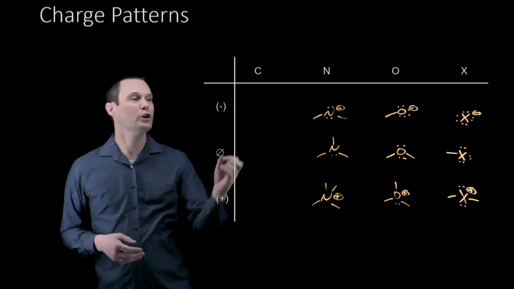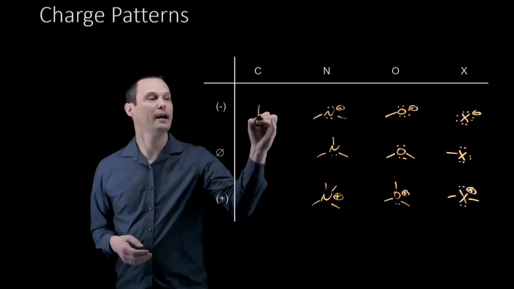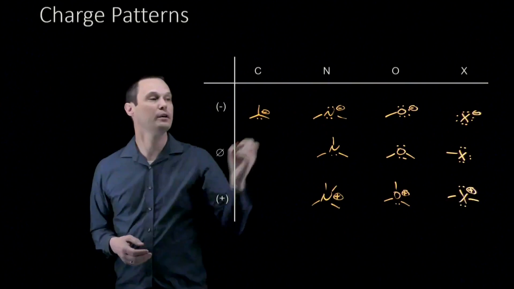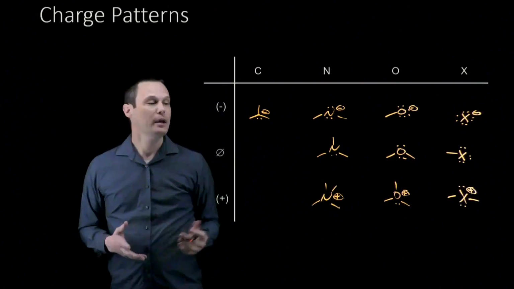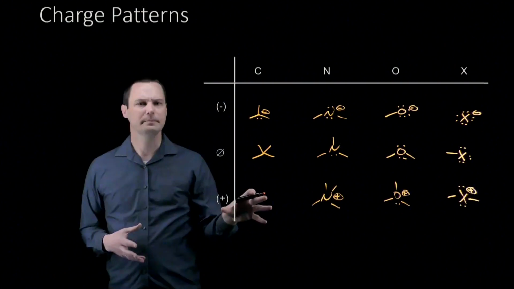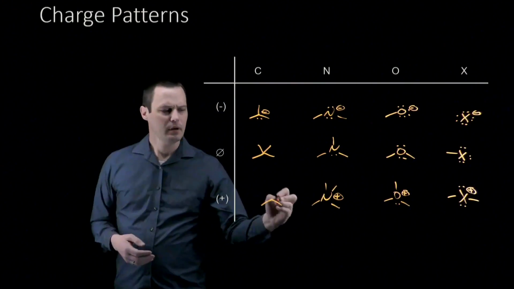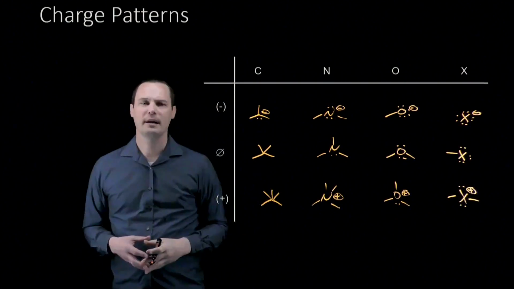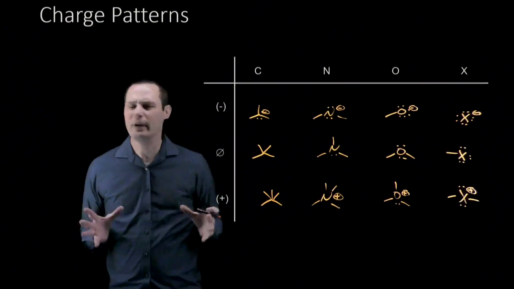Carbon with a negative charge, we call a carbanion, is going to have 3 bonds and 1 lone pair, giving carbon a negative charge. Neutral carbon is going to have 4 bonds and 0 lone pairs. What did you put in this cell? Did you put 5 bonds to carbon? Did you say carbon with 5 bonds is going to have a positive charge? Carbon doesn't make 5 bonds. You can't have 5 bonds to carbon.